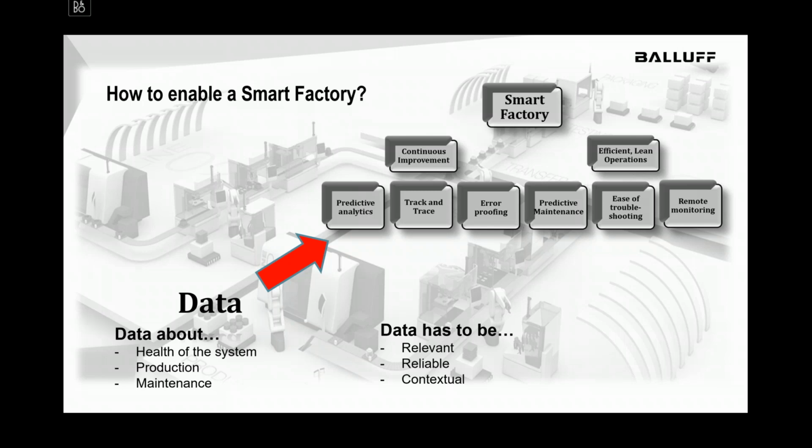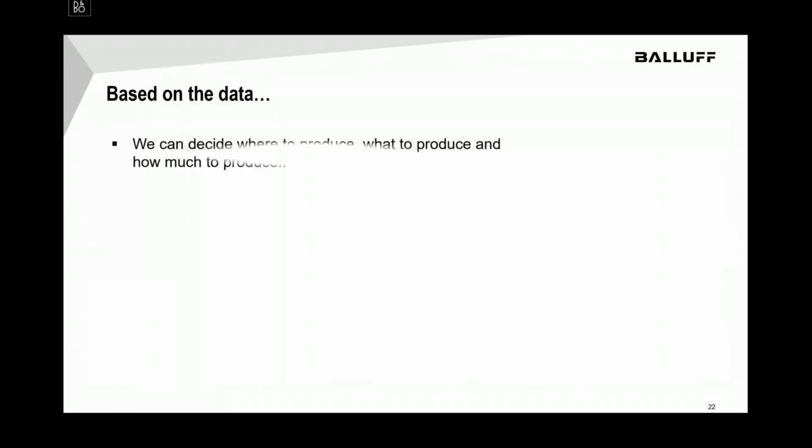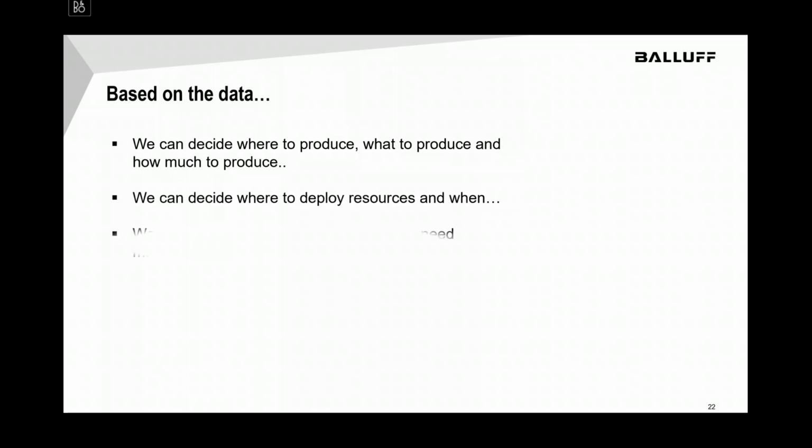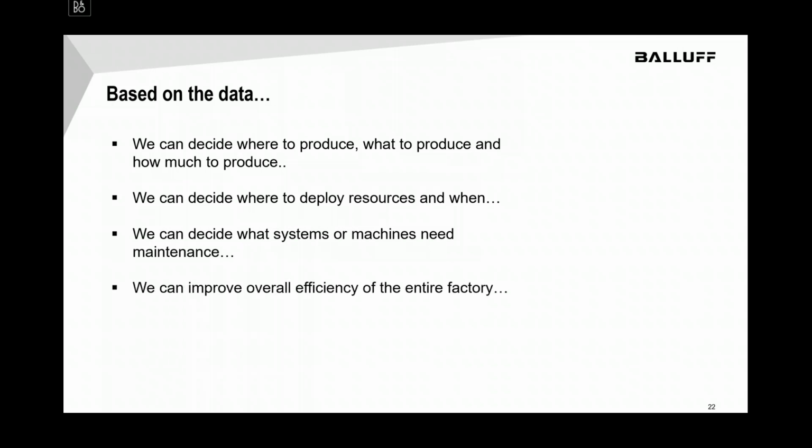And it has to be relevant in terms of decision making. What do we need to do when the temperature reaches that 50 degrees? Or should we wait, and if we find out tomorrow that the temperature was 50 degrees, what will the impact be on your product? So based on that data, we can decide where to produce, what to produce, when to produce. We can also deploy resources accordingly, and we can decide what systems or machines need maintenance. So overall, we can focus on improving the efficiency of the entire factory based on the data.